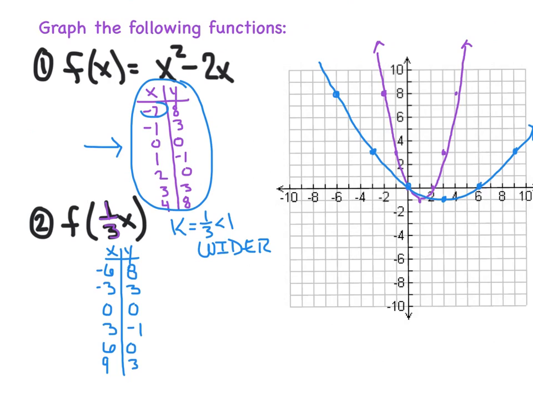Interestingly enough, the y-intercept is the same, and the height of my relative mins is -1 on both of these. It's just the x-coordinate that changed. So remember this, when the action's on the inside, it only affects the x-coordinate, and the value of k divides that x-coordinate. So it's all about dividing tomorrow.